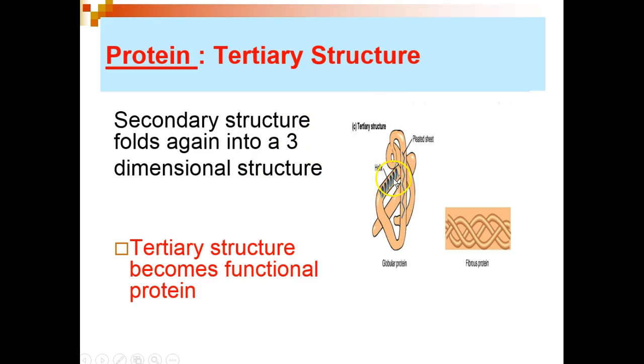Amino acids from helices and pleated sheets react with each other, again forming weak ionic and hydrogen bonds and twisting the protein into a three-dimensional shaped structure. This constitutes the tertiary structure of a protein.